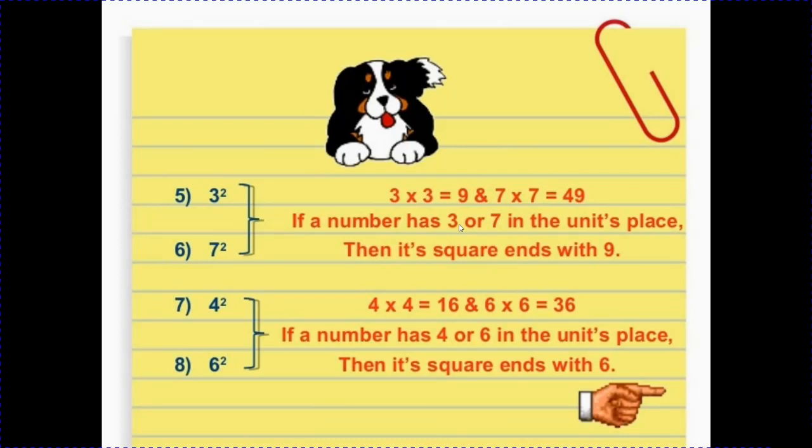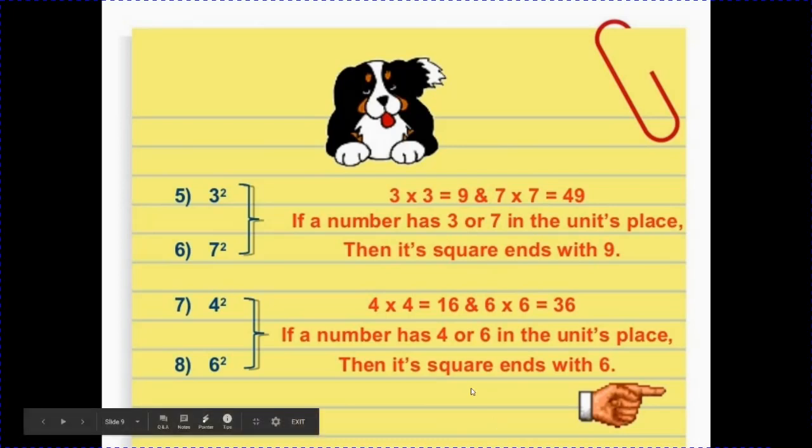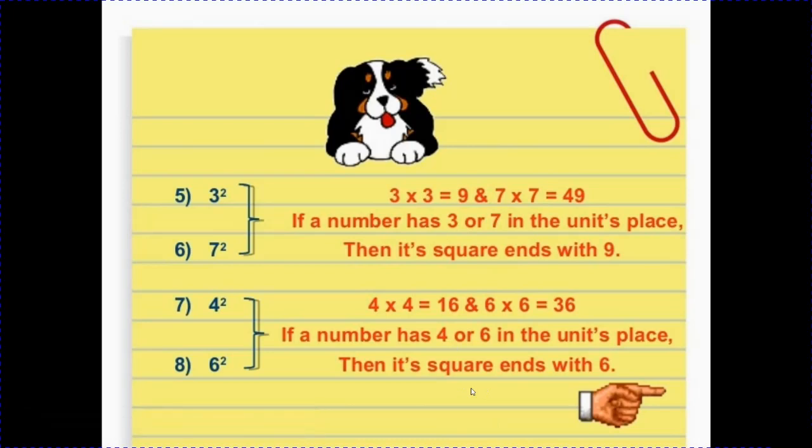Let's see another fact. If a number has 4 or 6 in its units place, then its square ends with 6. So if we take a number like 4, it has 4 in its units place, then we multiply it times itself. 4 times 4 is 16. The square ends with 6.